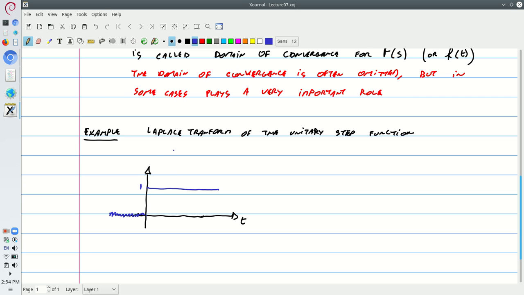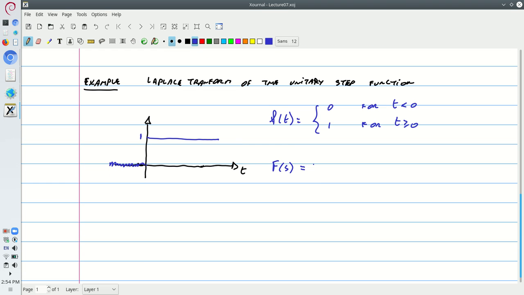Let's just compute the Laplace transform. You'll see that the Laplace transform is the same no matter where you actually place the discontinuity. Okay, so let's simply compute it. So if f of t is equal to the following function: 0 for t that is negative and 1 for t that is greater or equal than 0, let's compute F of s. F of s is given by the integral from 0 till plus infinity of f of t exponential of minus st in dt. This function happens to be 1 for all non-negative t's, so this is given by the integral from 0 till plus infinity of just the exponential of minus st in dt.